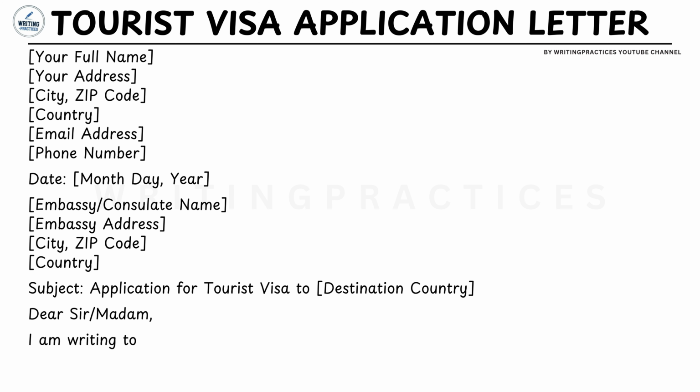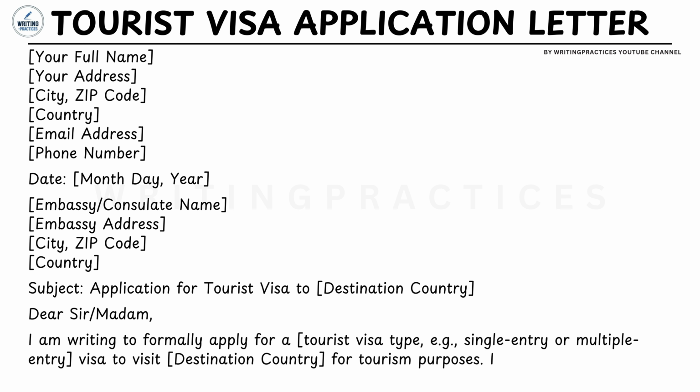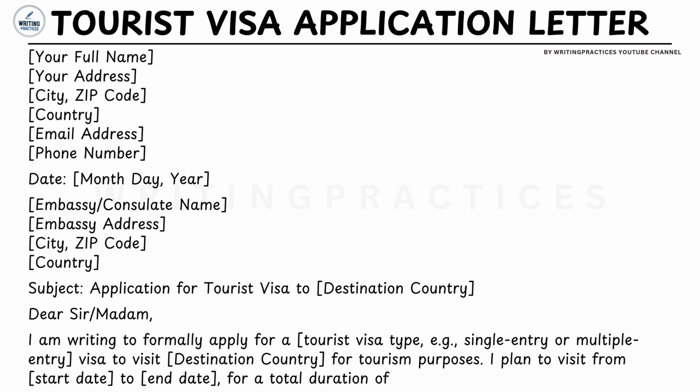Opening paragraph, stating your visa request and travel dates. The first paragraph should clearly state that you are applying for a tourist visa and provide your planned travel dates. For example, I am writing to formally apply for a single-entry tourist visa to visit France for tourism purposes. I plan to visit from July 10th, 2025 to July 24th, 2025 for a total duration of 14 days. This introduction gets straight to the point and provides the key details the embassy needs to process your application.